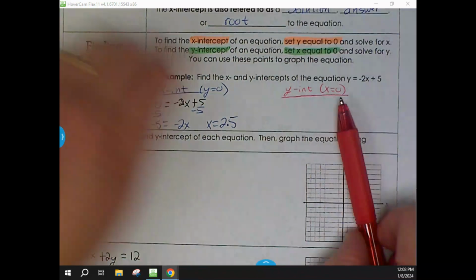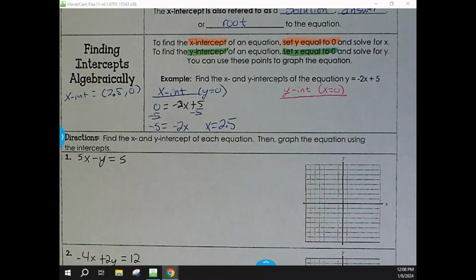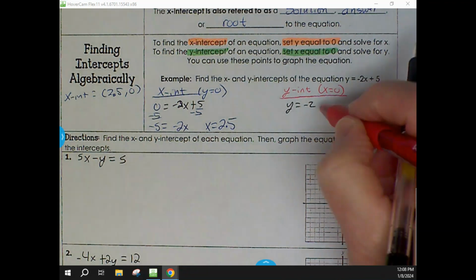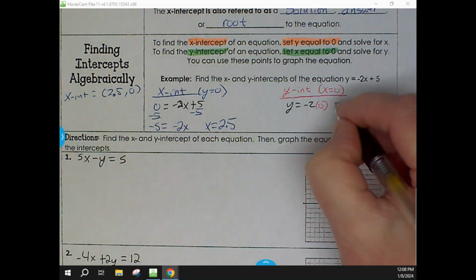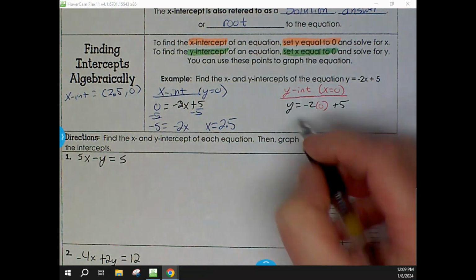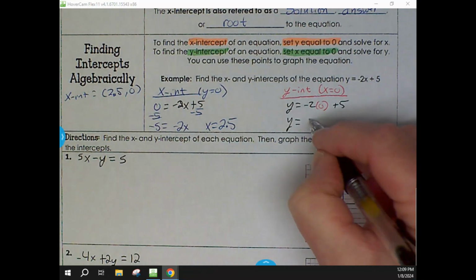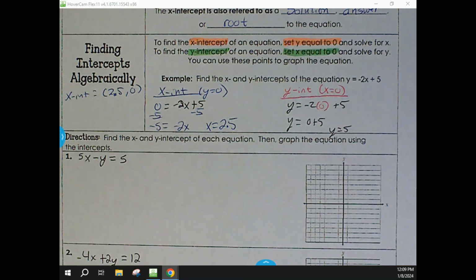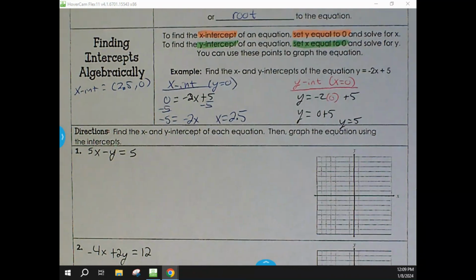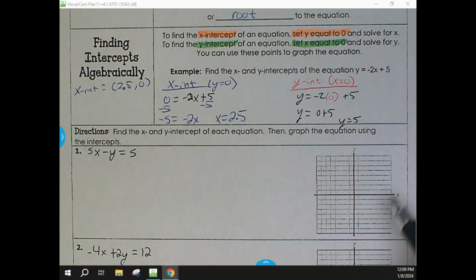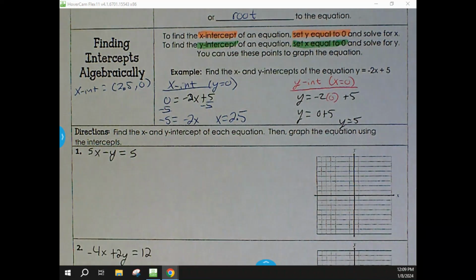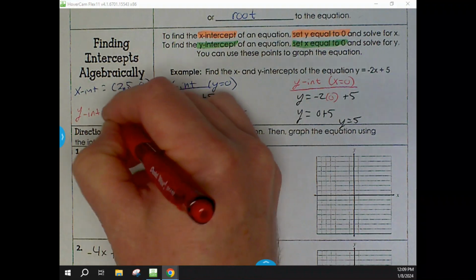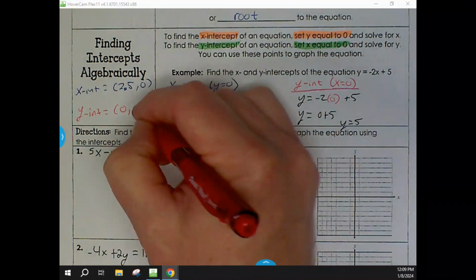When we plug in 0 for x over here, because we got y, it's going to equal -2 times 0 plus 5. Now the x is gone. The only thing that's left is going to be a y value. So if y is the only thing left, then it has to be the y-intercept. Okay, so the x-intercept was 2.5 comma 0. So for the y-intercept, it's going to be 0, 5.